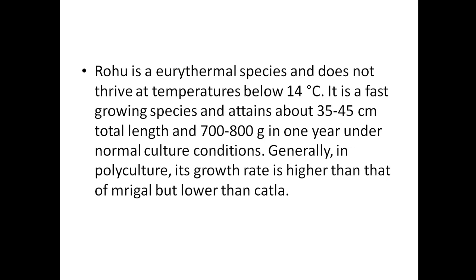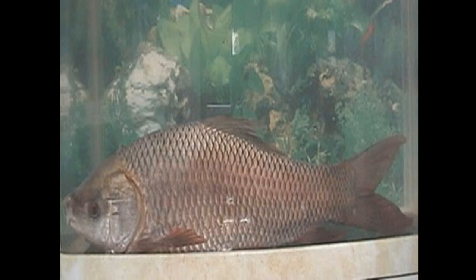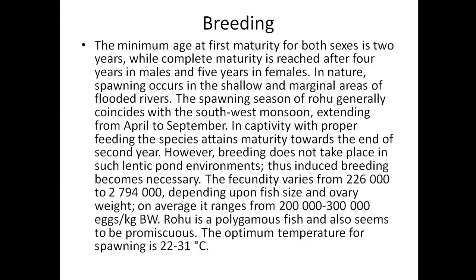It's a eurythermal species. It does not do well below 14 degrees Celsius. And it's a fast growing species also. It can grow up to 35 to 45 centimeters and 700 to 800 grams in 1 year under normal culture condition. Usually this fish is cultivated with other fishes in polyculture like Cirrhinus mrigala or Catla catla. Then the growth rate appears to be more here. This is another photograph.